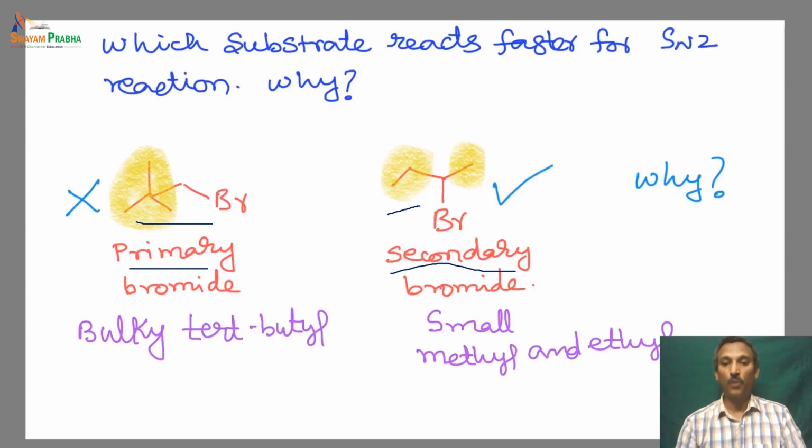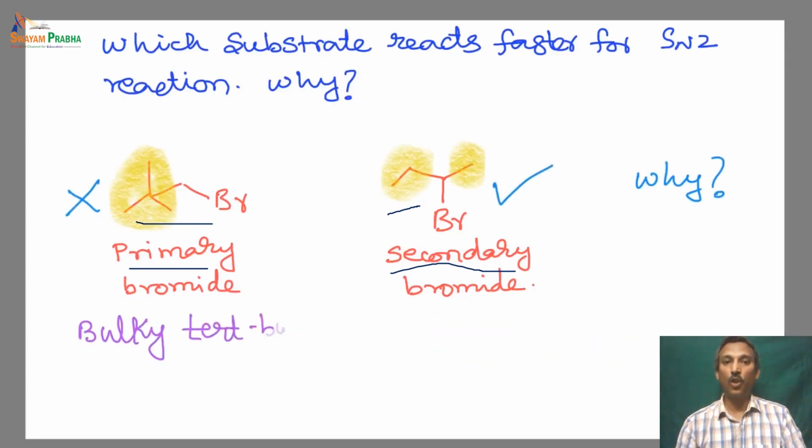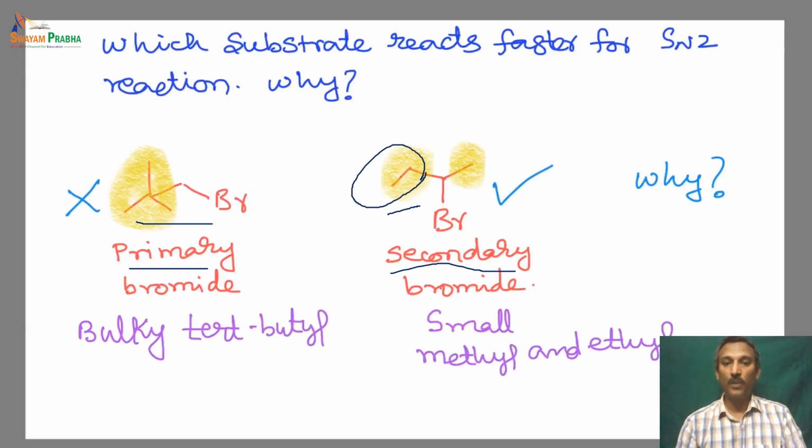So the secondary bromide, even though it reacts slower as per normal conditions, here we have a smaller ethyl group and a methyl group. So we have two smaller groups attached to the reacting center. Now the nucleophile has to come and attack from this side. This is having a small ethyl group here, and another small methyl group here. So the nucleophile can easily come and attack this center.